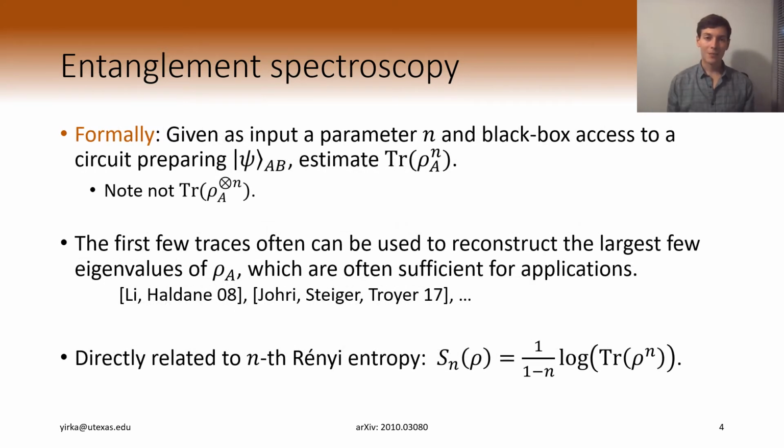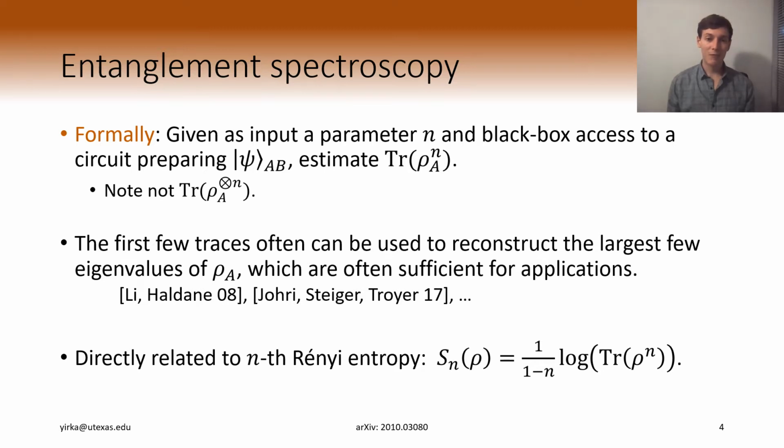To formalize the broad application of entanglement spectroscopy, we let the problem be: given as input some integer n, and given black box access to a circuit preparing a pure state on subsystems A and B, estimate the trace of the nth power of the reduced density matrix rho on subsystem A. Now this is a slightly restricted model in which we only consider black box access to a circuit. Some previous works in the literature have considered different models.